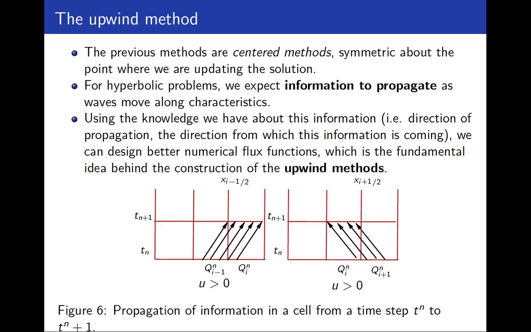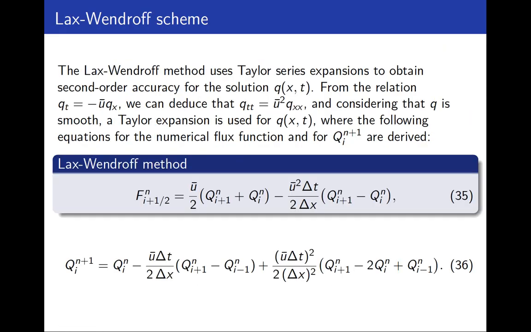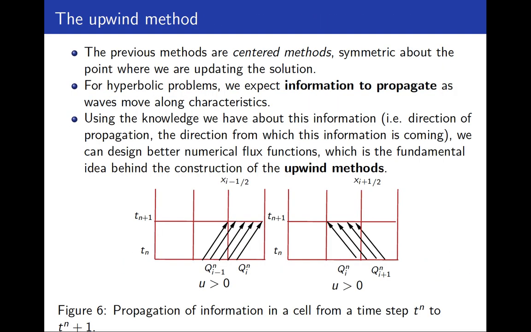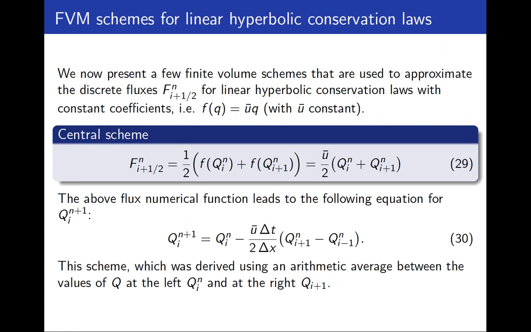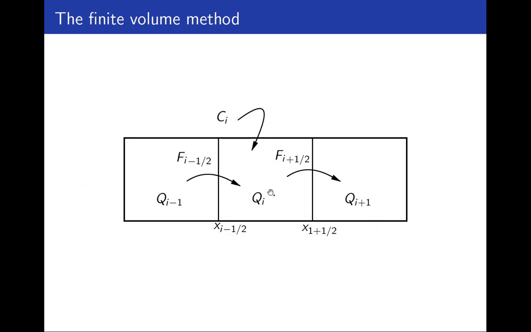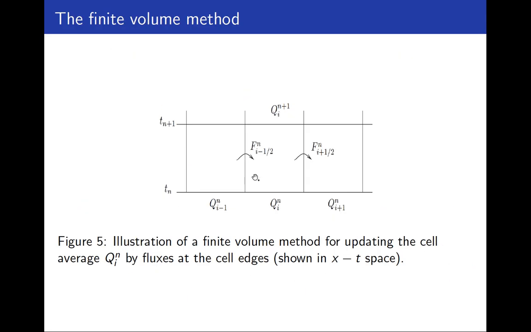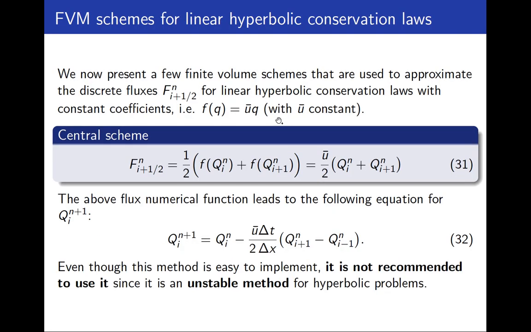So now let's talk about the Upwind method. The advantage is the following. The previous methods that I talked about, which were the Lax-Wendroff, the Lax-Friedrichs, and the central scheme, those methods are center methods, and symmetric about the point where we are updating the solution. So we were just taking the cell here, and we just take the values from the left and from the right to evaluate Q at the new time step.